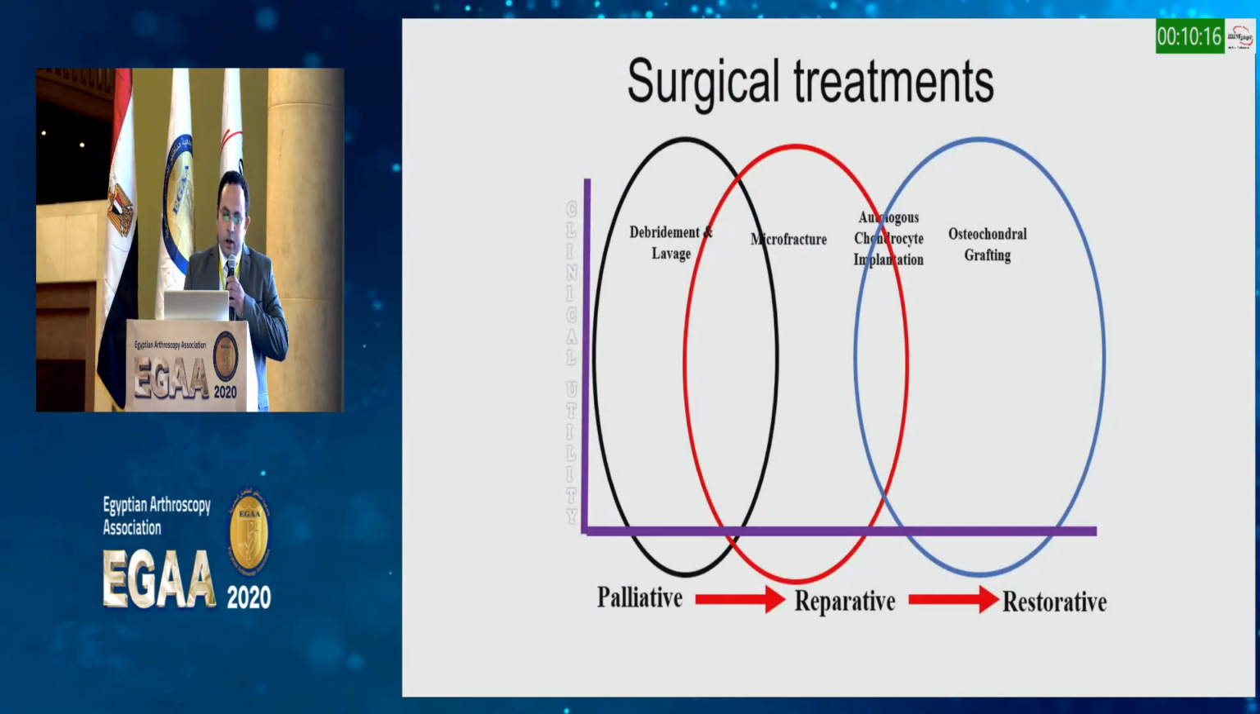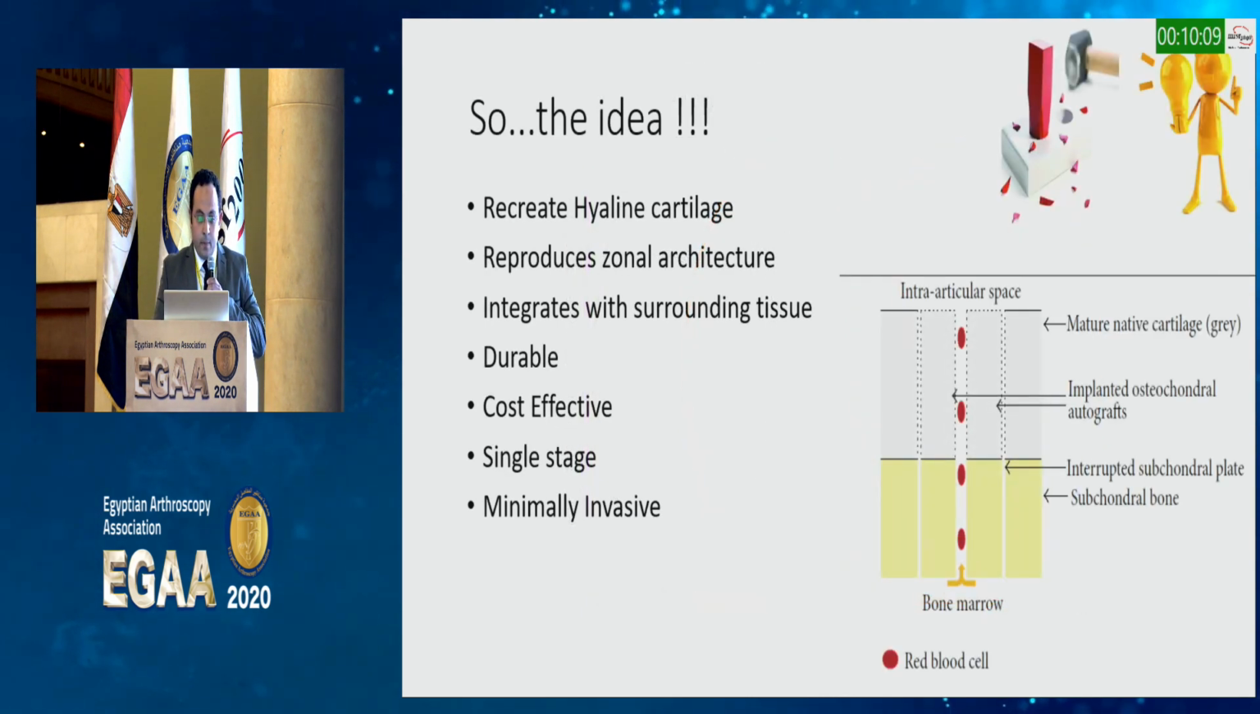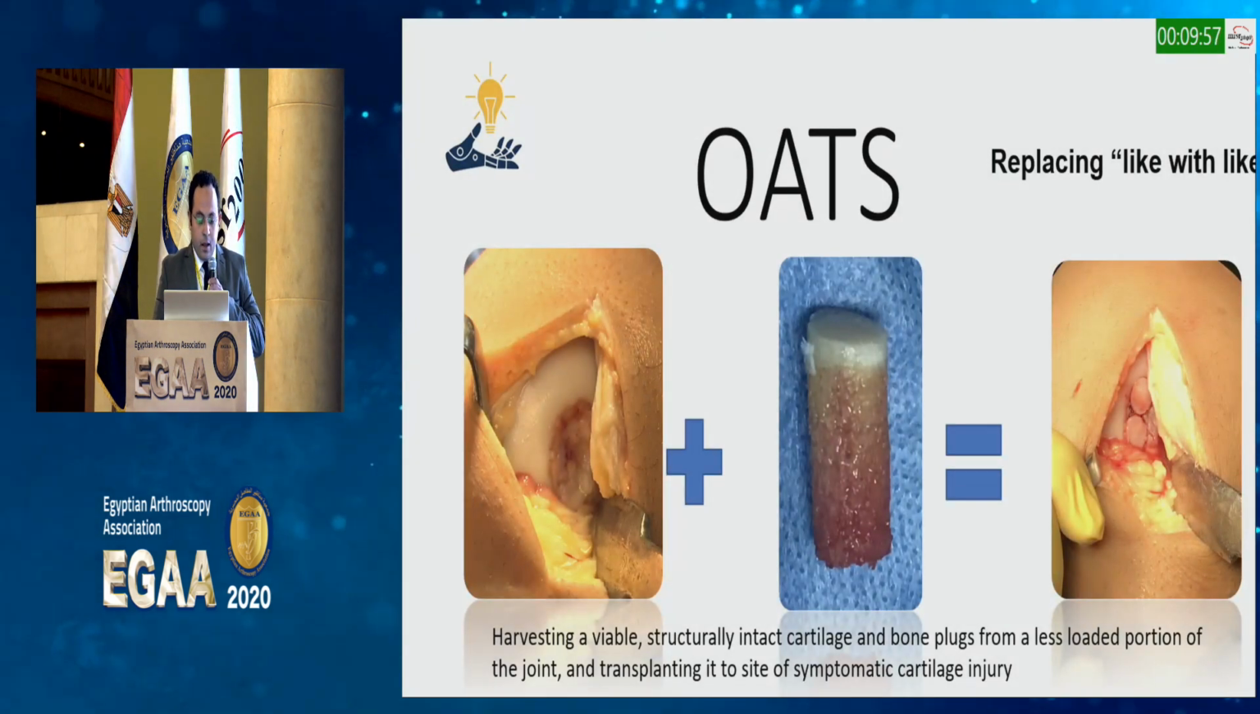So when we are looking for surgical treatment, a lot of modalities have been established through the palliative, reparative, and restorative techniques. So the idea of the OATS is to recreate a hyaline cartilage, reproducing a zonal architecture and integrating with the surrounding tissue with a durable, cost-effective, single-stage, minimally invasive procedure by harvesting a viable, structurally intact cartilage with the bone plug from a least loaded portion of the knee joint and transplanting it to the symptomatic cartilage injury.